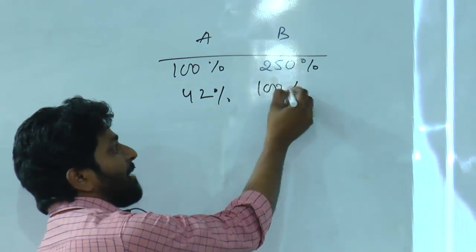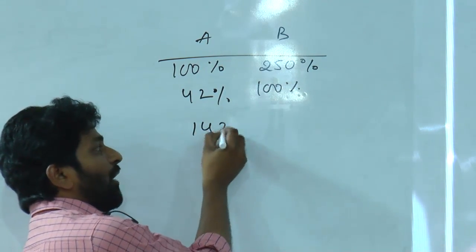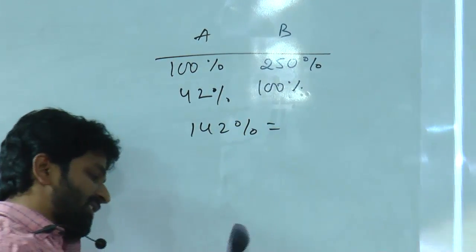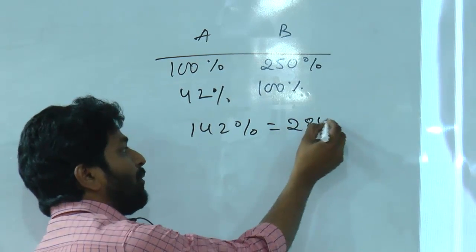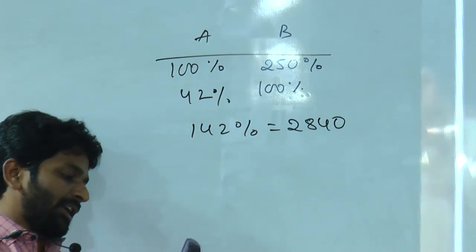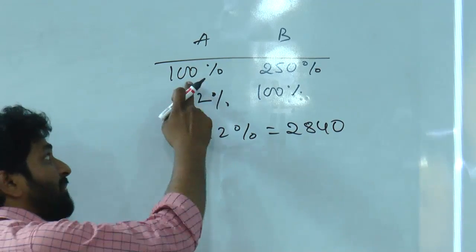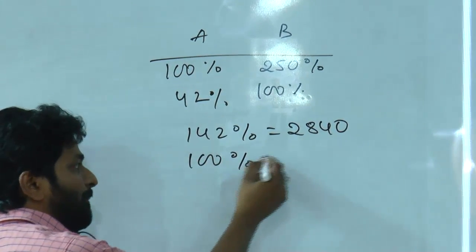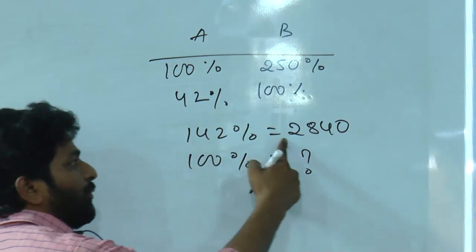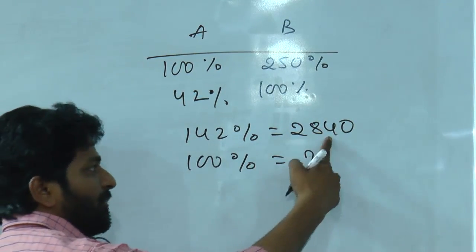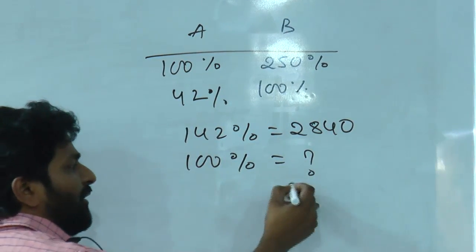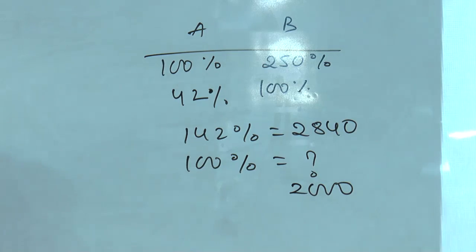So the total interest obtained in terms of percentage is 142%, which is equal to 2840. You are asked to calculate how much was invested in scheme A. In scheme A we have invested 100%. 100% is equal to how much? 142 times 20 is 2840. So 100 times 20 is 2000.